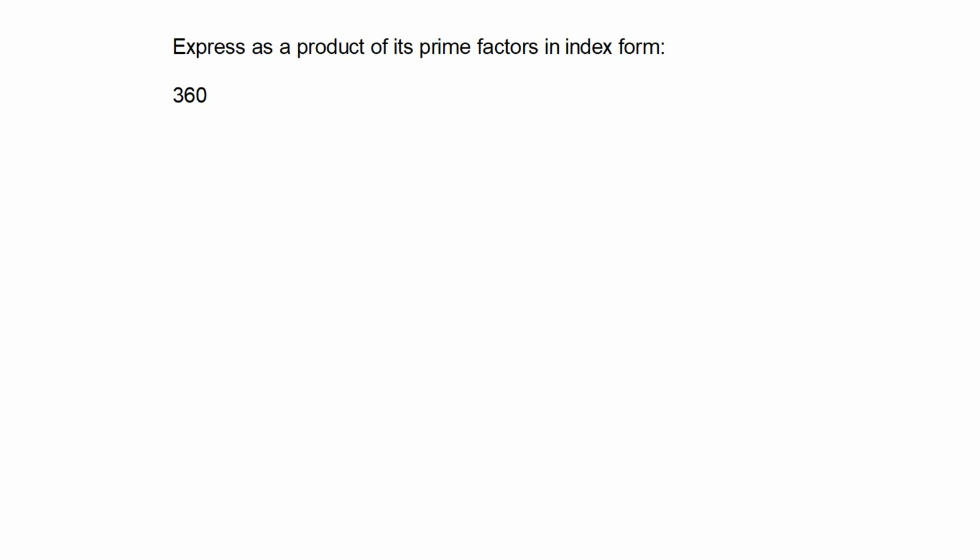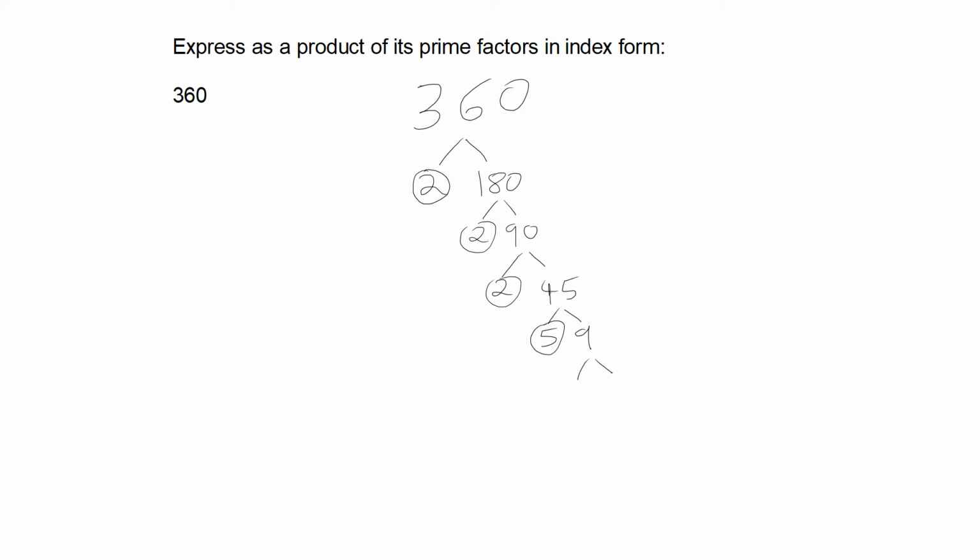I want to write 360 as a product of prime numbers in index form. Let me think of a prime number that goes into 360. 2 is the easiest example, which will go 180 times. I can divide by 2 again, giving me 90. Divide by 2 again, giving me 45. And then I can just say, well, 5 goes into 45 9 times. And then 3 goes into 9 3 times.